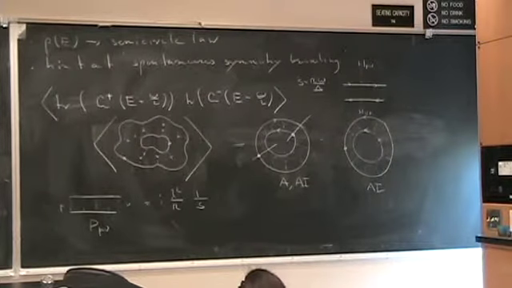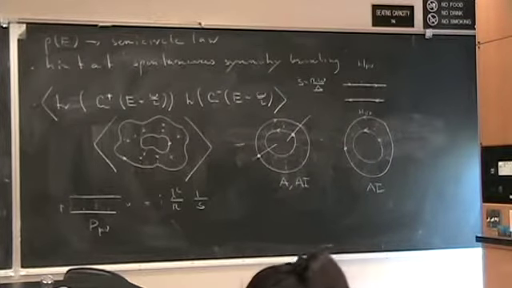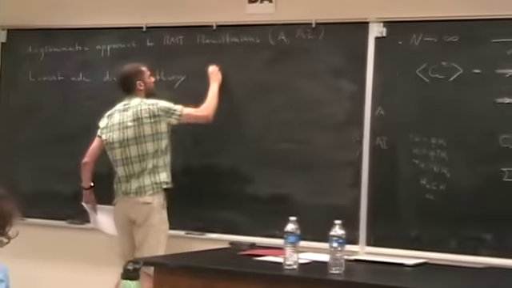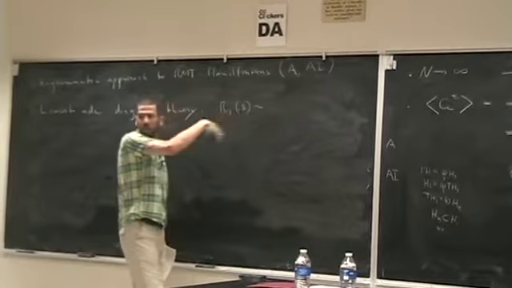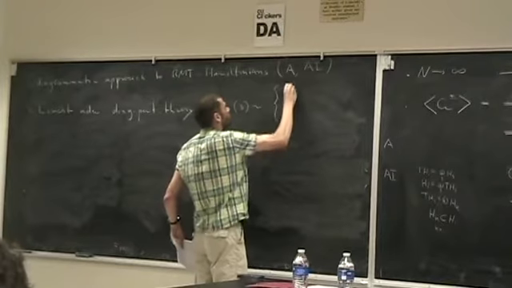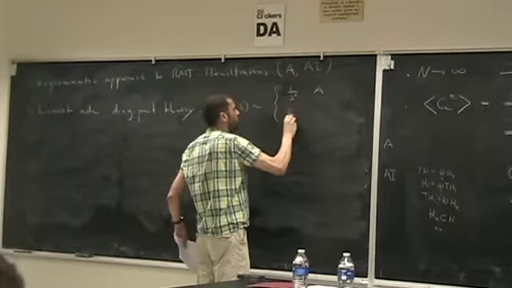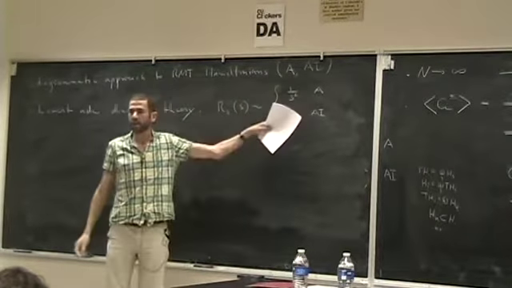So lowest order diagrammatic relations here give us the answer that R2 of S is given by all the correct prefactors, I mean, and 1 over s squared in class A, and 2 over s squared in class A1, because we have two diagrams.